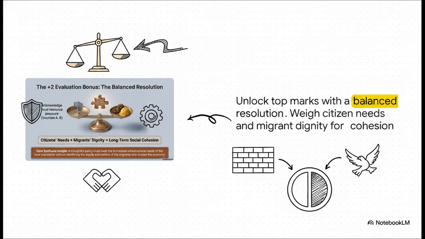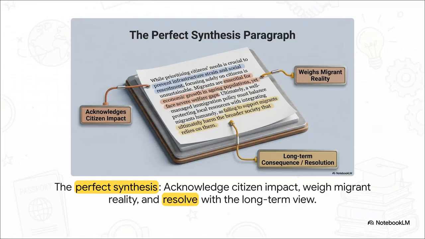It's not about choosing the shield or the engine. You advise balancing them. Yes, citizens' needs must be met, but not at the expense of the dignity of the very migrants who sustain the economy. What's the ultimate goal? Long-term social cohesion. That is synthesis. So let's see how this all comes together in the perfect paragraph.